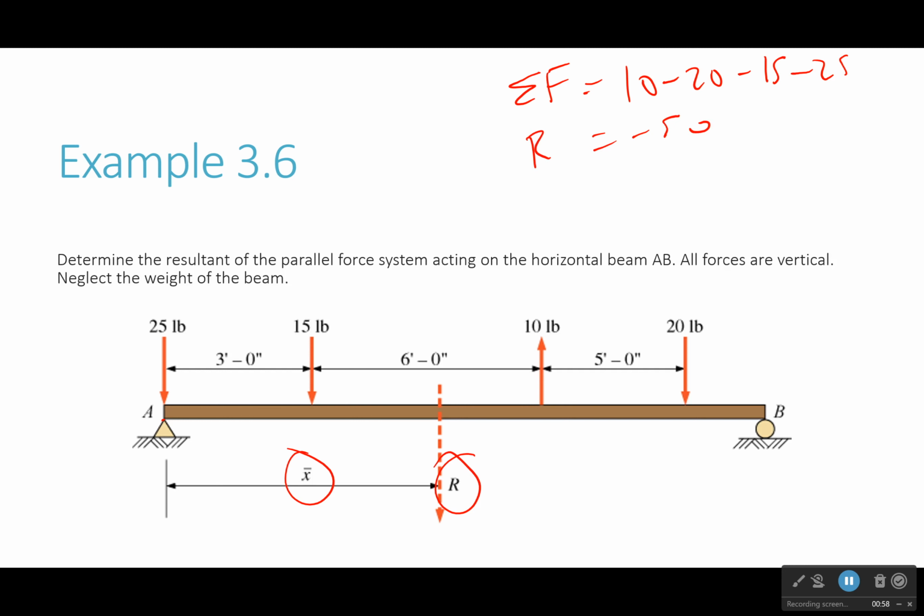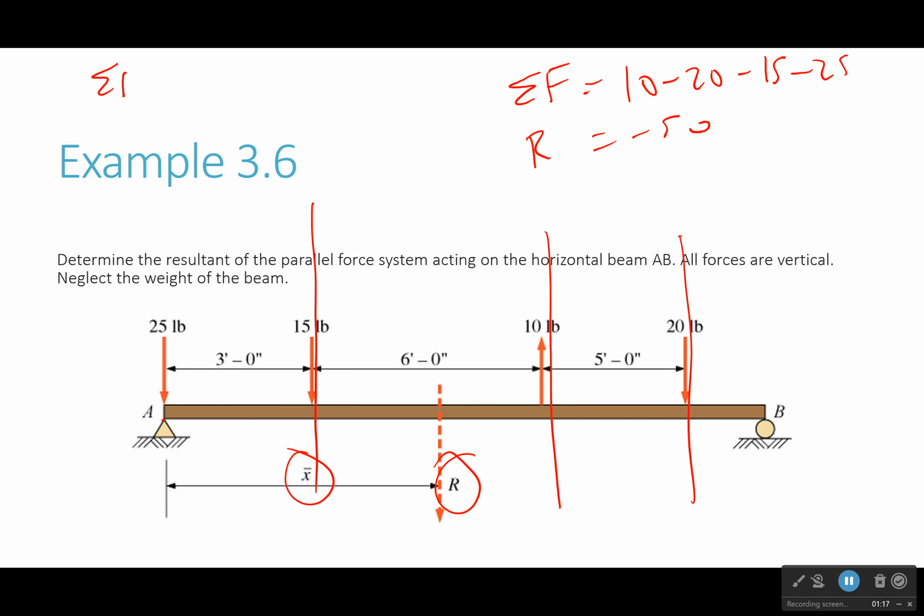Now the second thing I need to figure out is, what is the sum of the moments? Each of these causes a moment. Let's look at their line of action. They're all vertical, so line of action doesn't seem to matter too much, except for this first one. Its line of action goes through point A, so it doesn't cause a moment. The rest of them do.